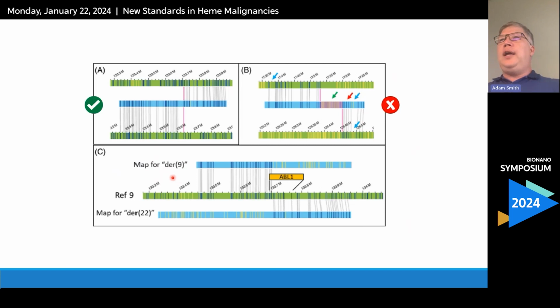And then, of course, when you're looking at these rearrangements, you can also show all of the hybrid maps. So you can, in fact, see both of the reciprocals. If you think you have a reciprocal translocation, it's always good to make sure you can see them both. So you can see the map for the derivative 9 and the map for the derivative 22 against the reference to chromosome 9, in the case of a translocation 9;22, for example.